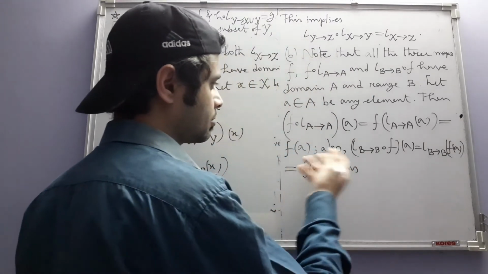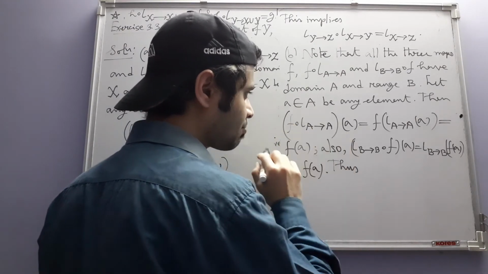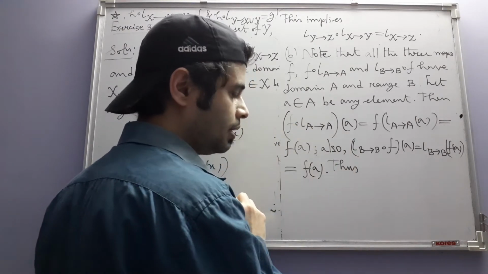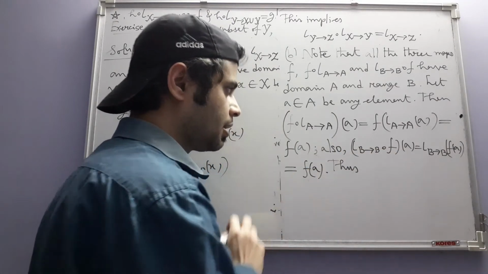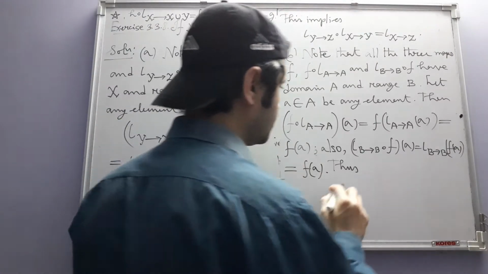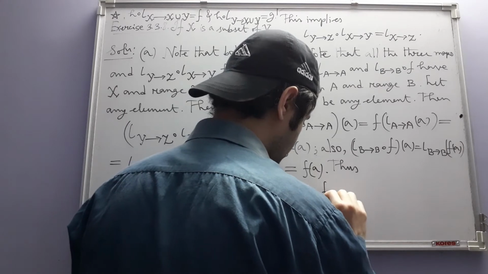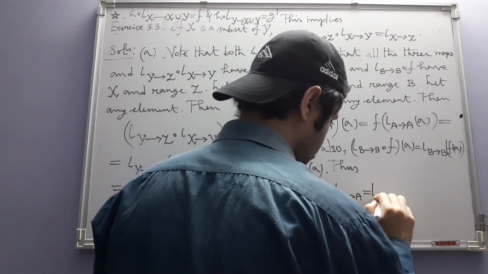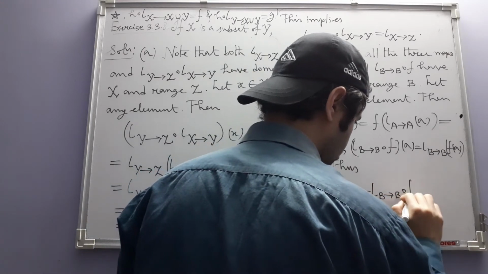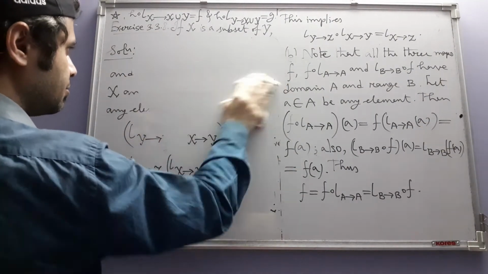Now we can conclude, because the output of this function matches with the output of F, and the same is the case with this function. Its output also matches with the output of F. So thus, F is equal to this. So this completes the second subdivision. Now the third one.